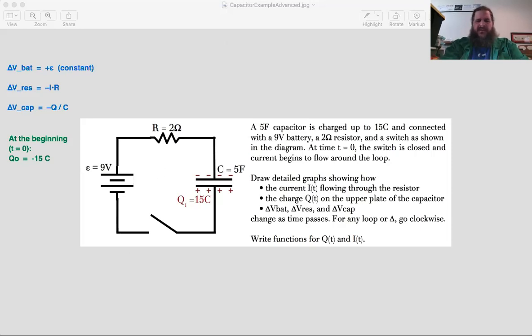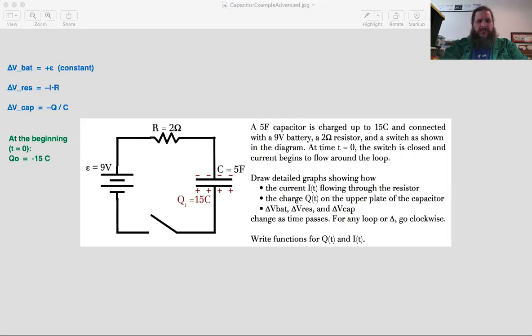In general, we should expect the sum of all the delta voltages in the loop to add up to 0. In this case, we just got 3 things that matter once we close the switch: the battery, the resistor, and the capacitor. So we'd have delta V of the battery plus delta V of the resistor plus delta V of the capacitor add up to 0. And of course, the order you add them together doesn't matter because addition is commutative anyway. If we fill these in, we know the battery is just a constant plus epsilon. The resistor is negative IR as usual.